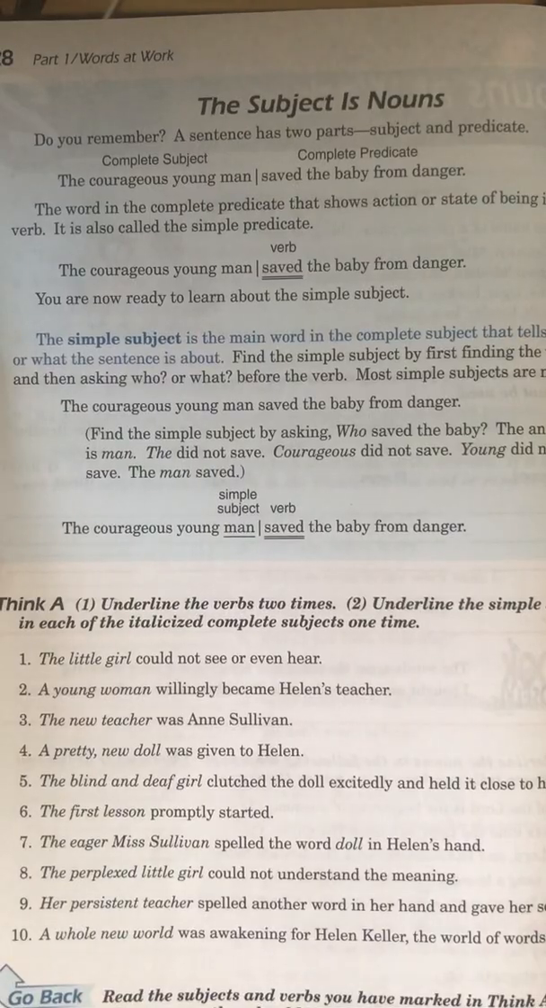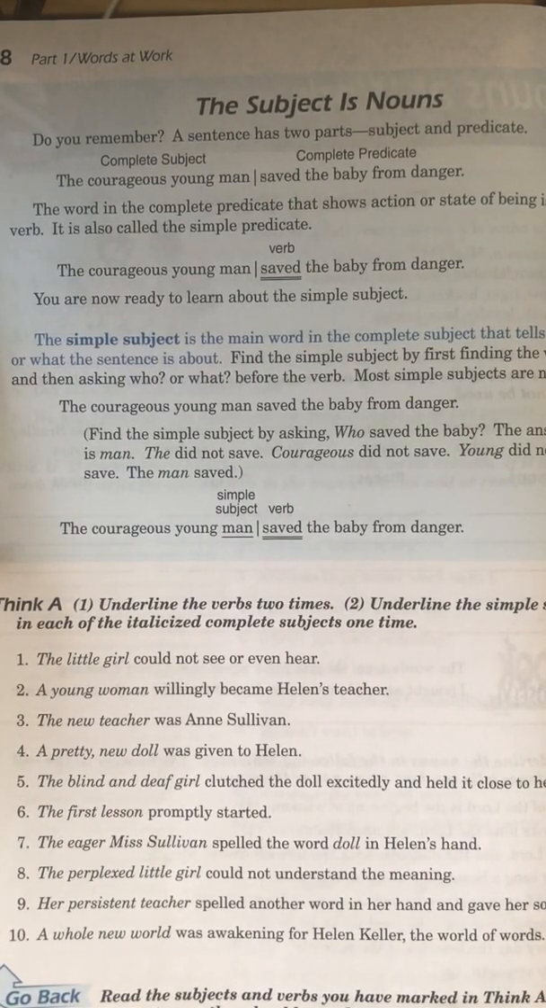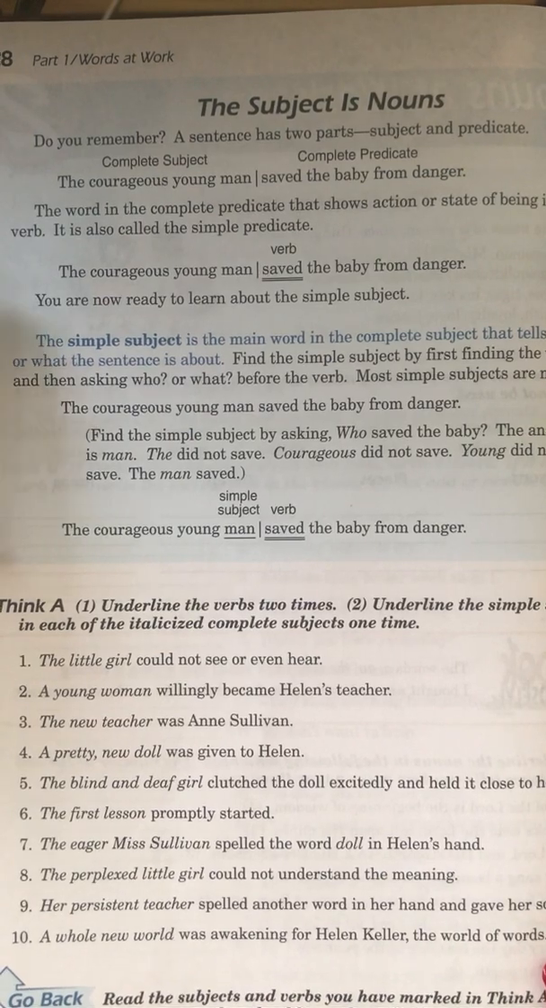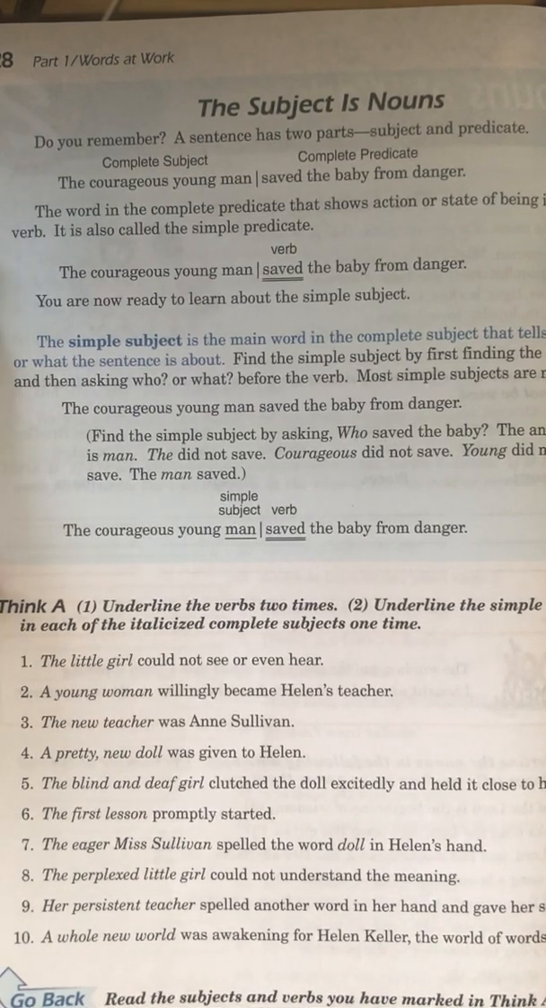And then, so here for our language arts assignment, page 28, the subject is nouns. So we just started learning a little bit more about how different nouns are used, and now we're learning about subjects. So it says, do you remember a sentence has two parts, subject and predicate? If you remember when we learned a little bit more about verbs, we also studied subjects and predicates, and now we're going to focus more on the nouns in the phrases or sentences.